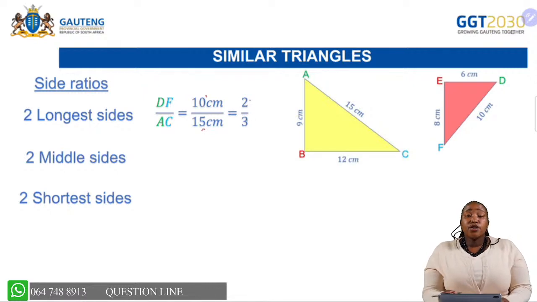All right, I'm going to give you 1 minute to answer for the two middle sides and the two shortest sides. So please write your ratios for those two. You have 1 minute to do that.